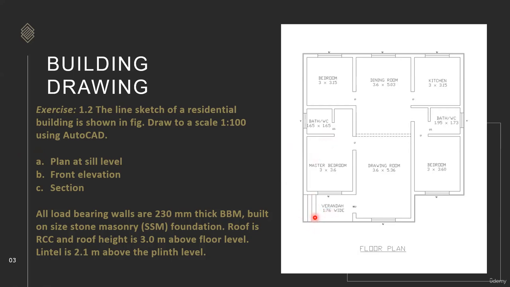Okay, so again we just calculate that one. From here 1.76 meter, 230 mm is the wall thickness, plus 3.6 meter, 150 mm is the wall thickness, plus 1.65 is the width of the room, and 230 mm is wall thickness, and again 3.15 is the length, and again 230 mm. So we'll calculate this length, then similarly we'll calculate the other length, and we'll just check that.